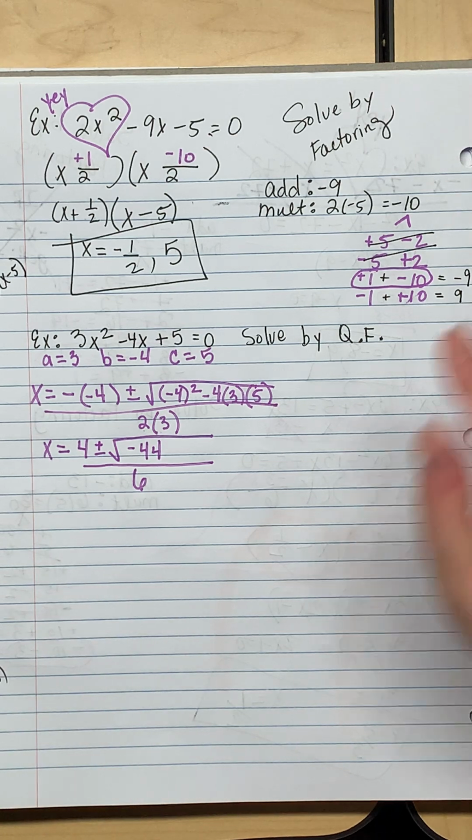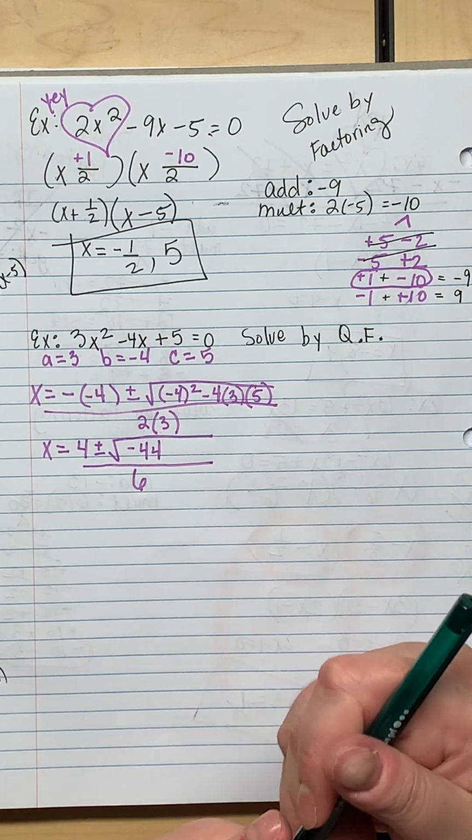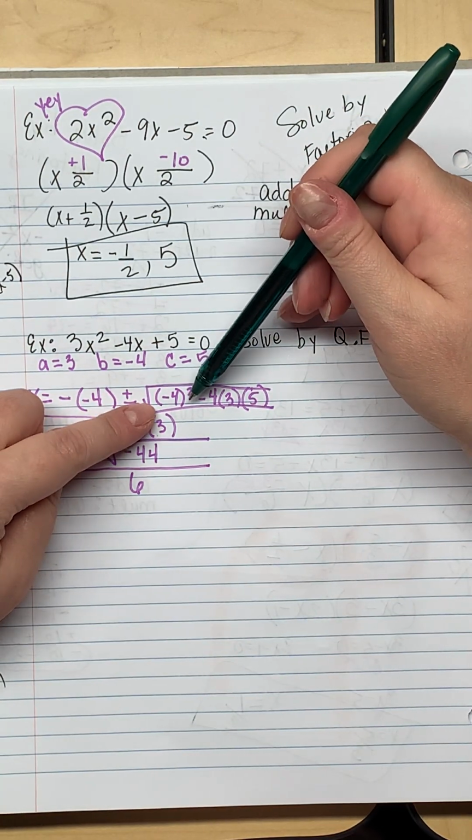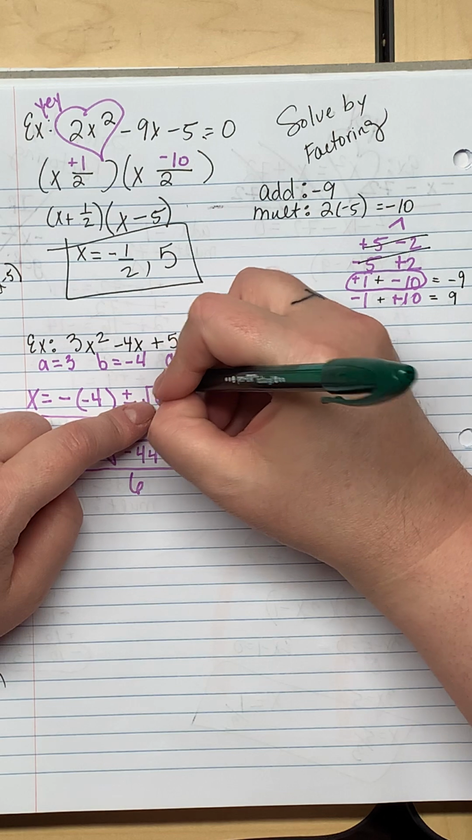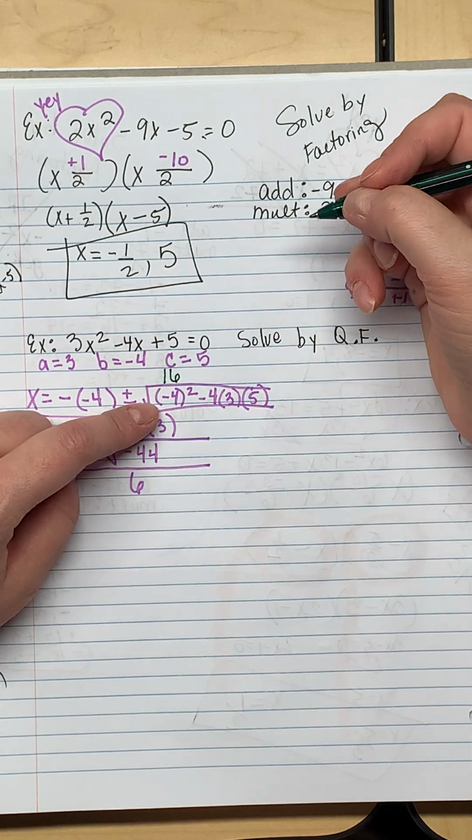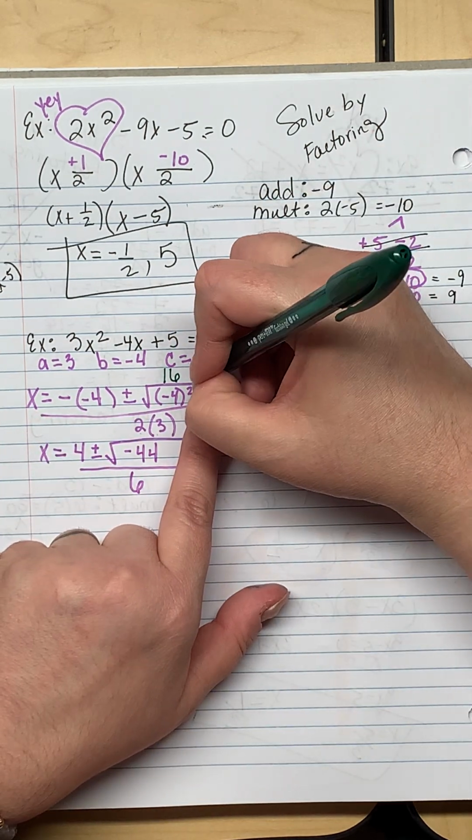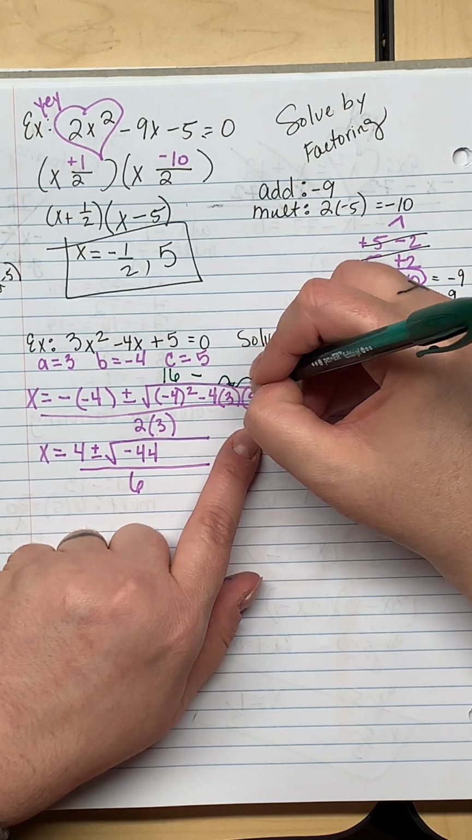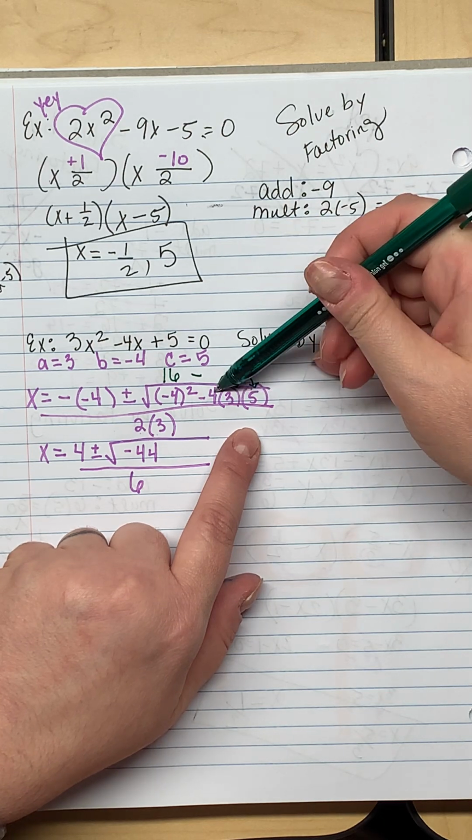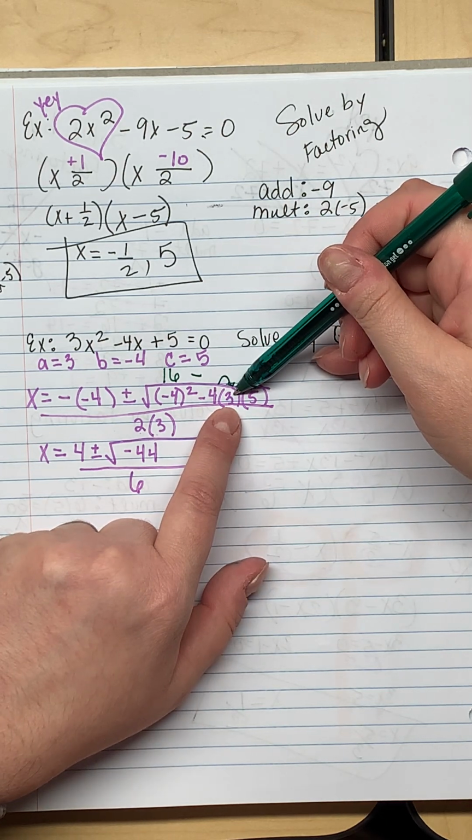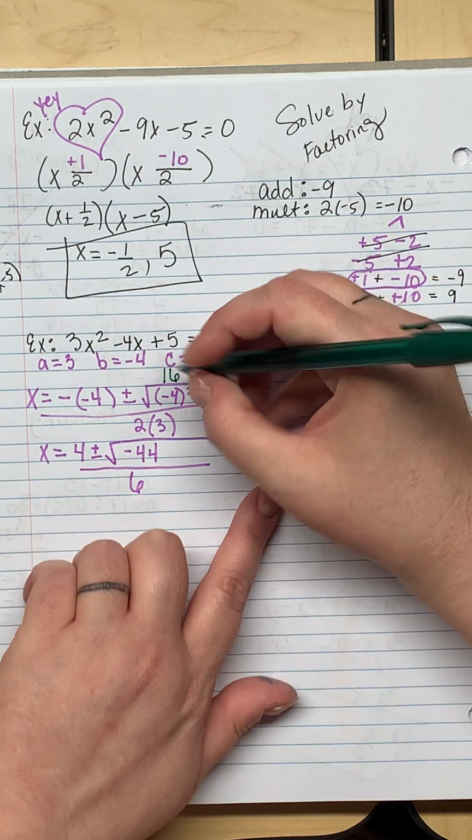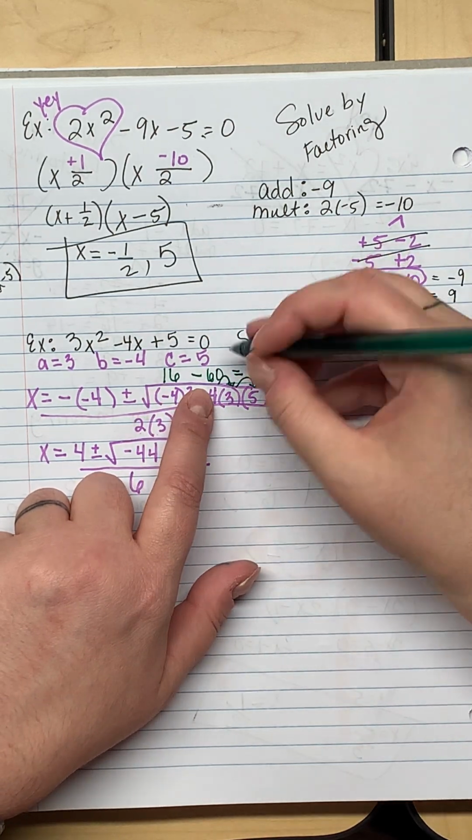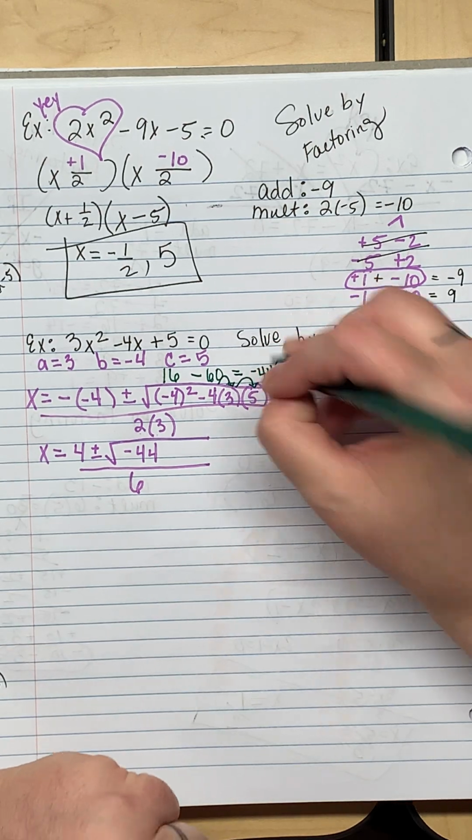Okay, if you want to know how I got this without the calculator, negative 4 squared. That's negative 4 times negative 4. And that's 16. Minus 4 times 3 times 5. 4 times 3 is 12. Times 5 is 60. And hot dog, 16 minus 60 is negative 44.